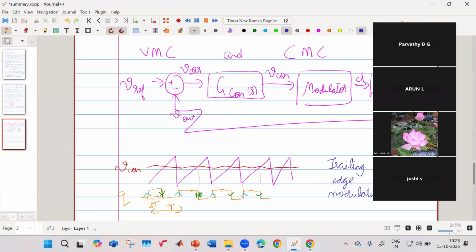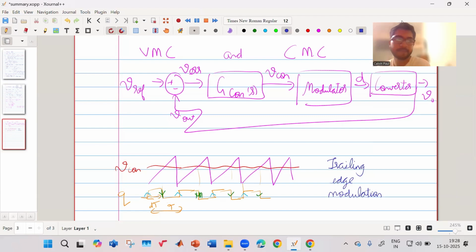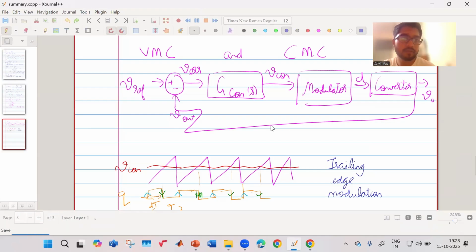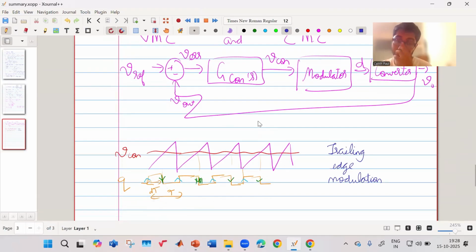Does this ring bells? Have you heard this before? Yes, sir. Trailing edge and leading edge. Yes, yes. Trailing edge and leading edge modulation.